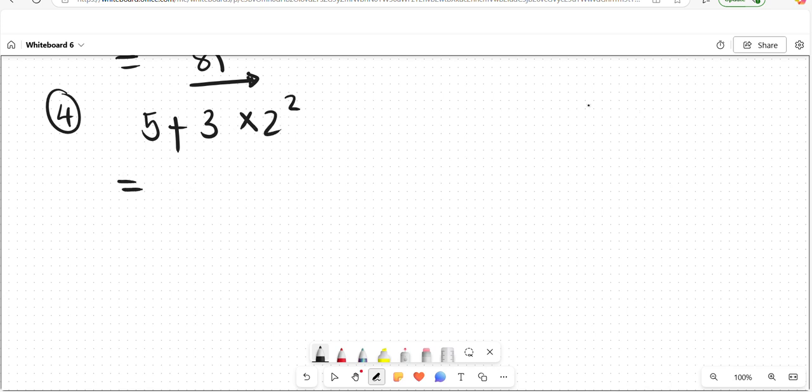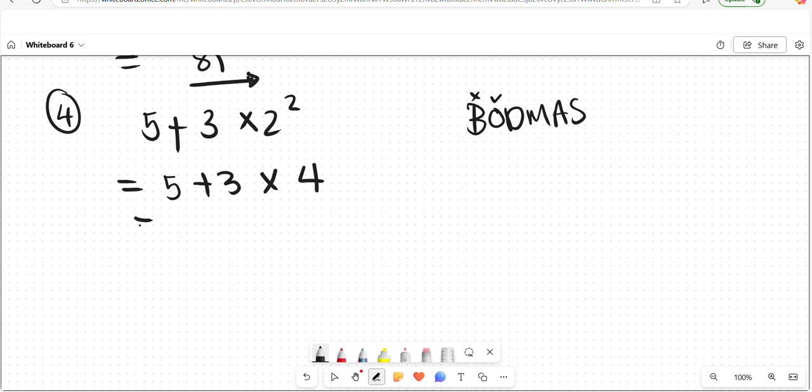What are we going to do first here? Again, BODMAS says do your brackets first. But we don't have any brackets, so we can skip that guy. Then it says do your orders next. My orders are these exponents that you see there. So 2 to the power of 2 is an order. I'm going to keep everything the same, and a 2 to the power of 2 is a 4. I evaluate that, I get a 4.